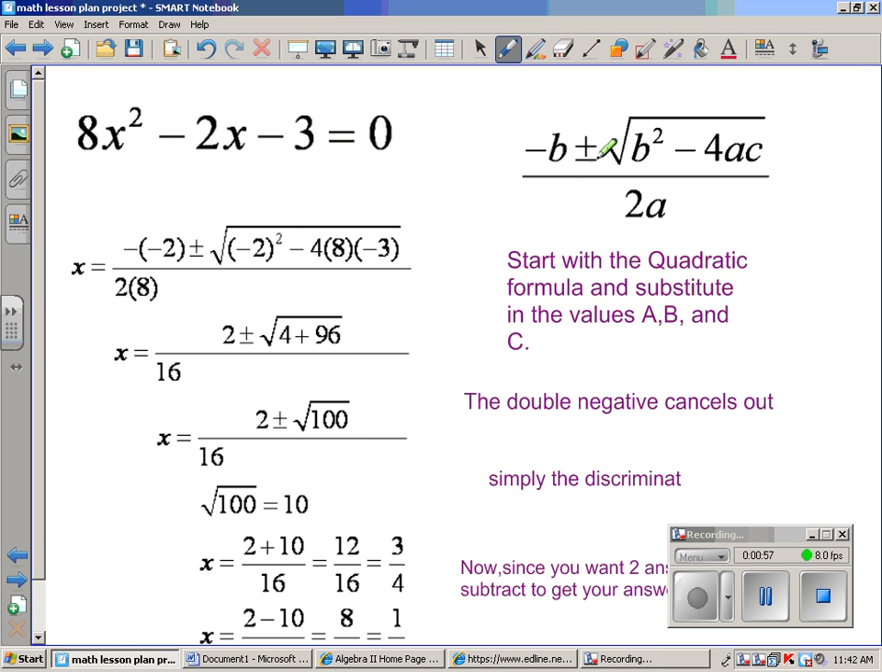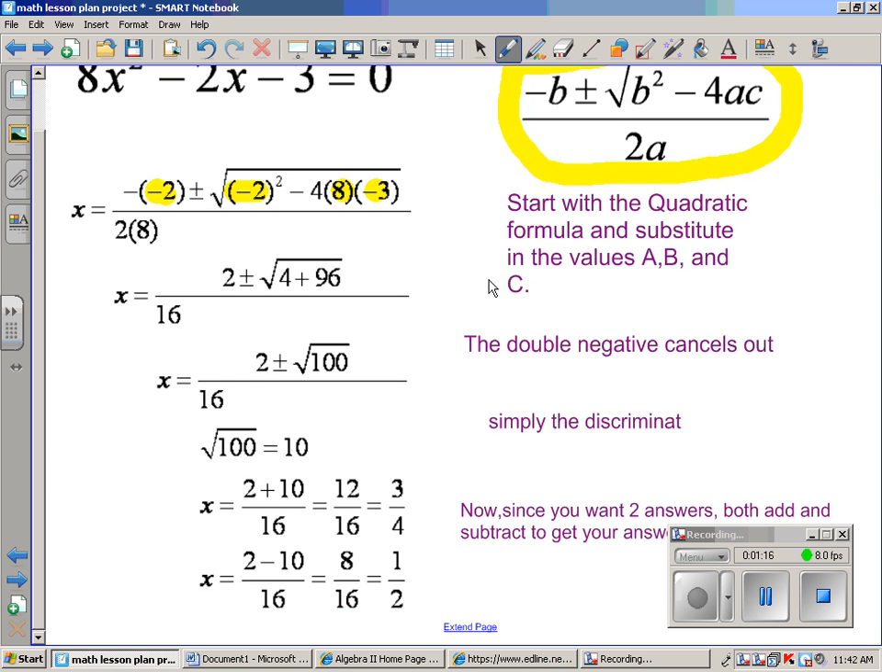So first we're going to start with the quadratic formula, which is up here, and substitute in the values a, b, and c. So we have negative b, which is -2, plus or minus the square root of -2 squared minus 4 times a times c. Then the double negative cancels out, and we get this. When you simplify the discriminant, you see that it equals the square root of 100, right here.